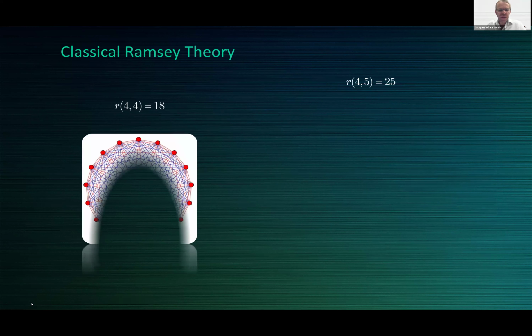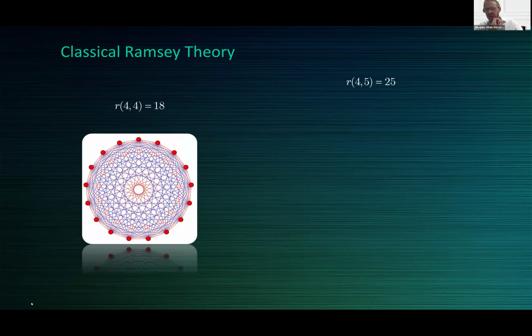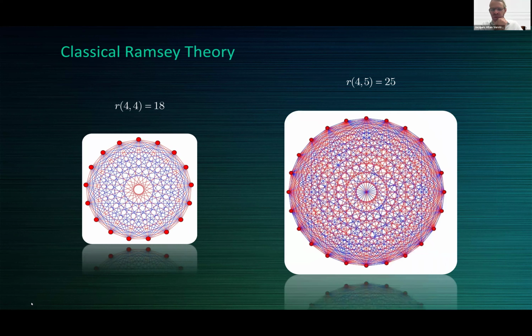R44 is 18. Turns out to be a nice one too. And as I said, we'll come back to that one. There's some algebra behind that one. But R45, well, I actually couldn't find any pictures anywhere. And so I had to code it up myself. And, well, there is an example. And, you know, clearly there's no red K4 or blue K5, right? Everybody can see it immediately. Well, good luck. R45 happens to be 25, and no others are known after that.